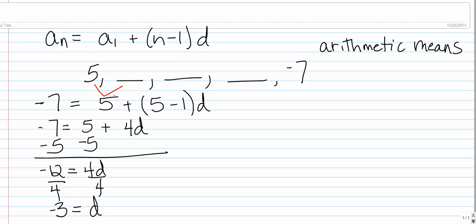If I subtract 3, I'm going to get a 2. If I subtract 3 again, I'm going to get a negative 1. And if I subtract 3 one last time, I'm going to get a negative 4. So the 3 arithmetic means for 5 and negative 7 are 2, negative 1, and negative 4.